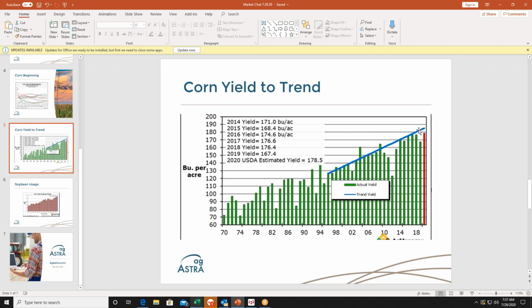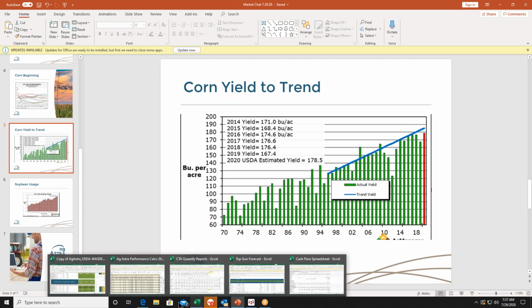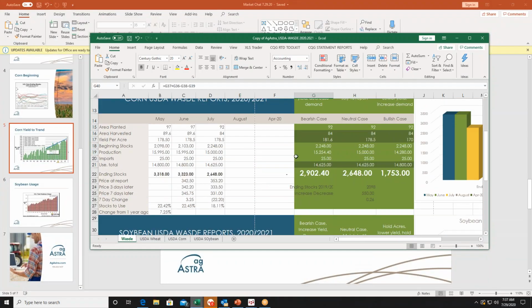But if this is an accurate trend line, and our weather, or our good to excellent ratings, are accurate, then what if we hit it and we actually yield in this 183 to 185 level? Well, if we do that, our corn balance sheet gets really ugly really fast. So there's a 3.2 billion bushel corn carryout with the USDA's usage numbers, which are basically at an all-time high.